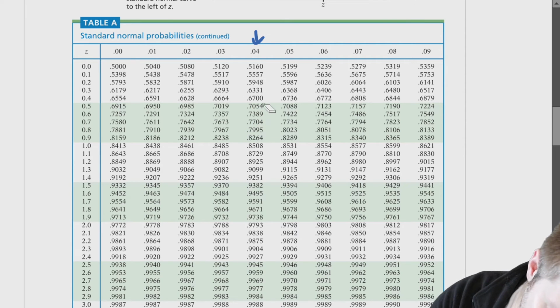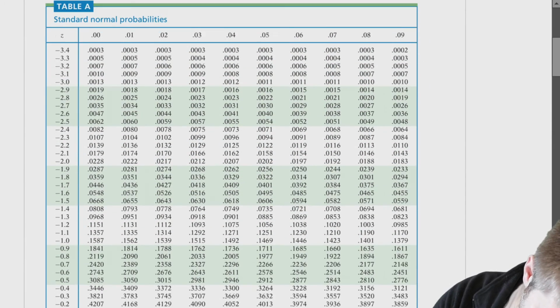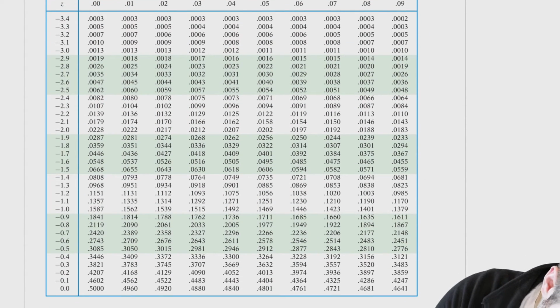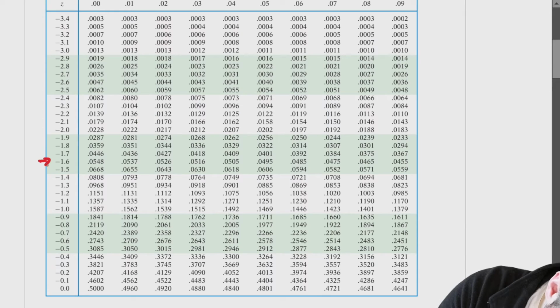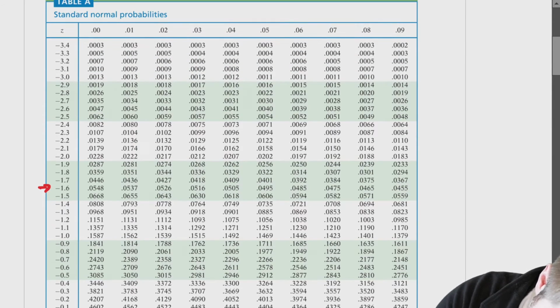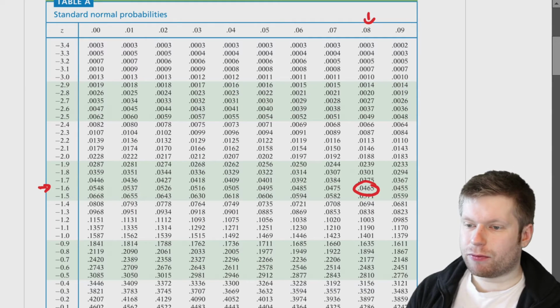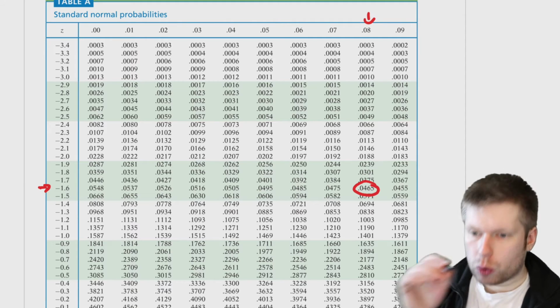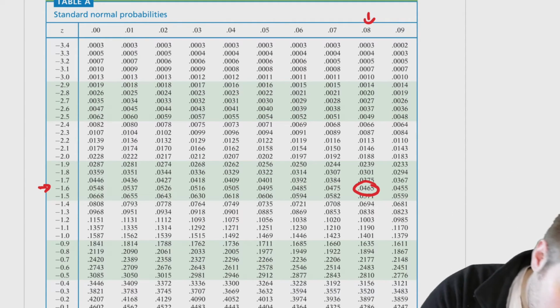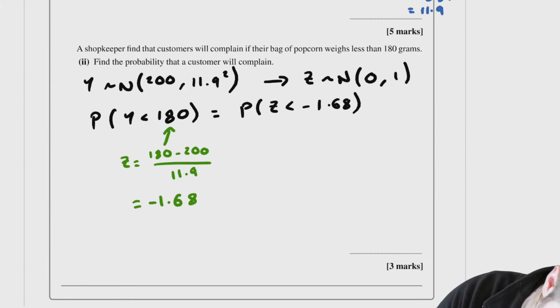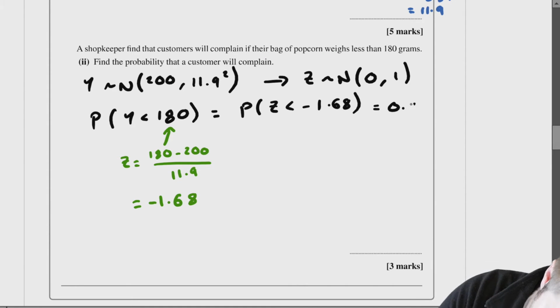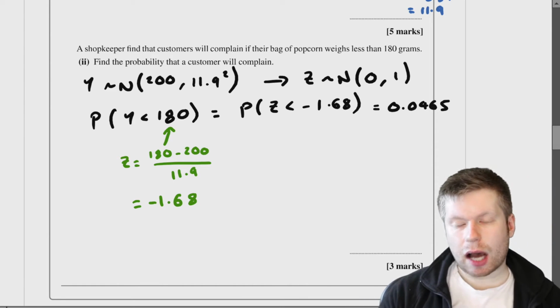Let's find negative 1.68. So I'm looking down here, remember. Negative 1.6 lies here, and I'm looking at the 0.08 column, which lies here. Just need to find the intersection points. So that's going to be there, I believe. Okay, so 0.0465. That's my probability. So therefore, this is going to be equal to 0.0465. Okay, so that is the probability that a customer is going to complain.